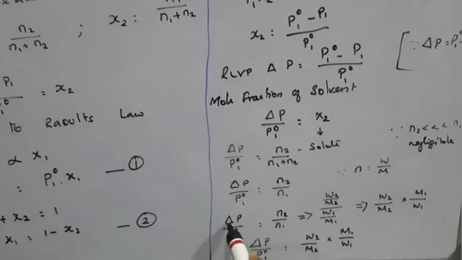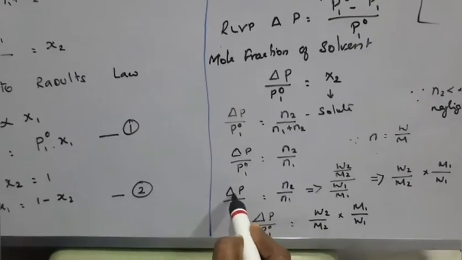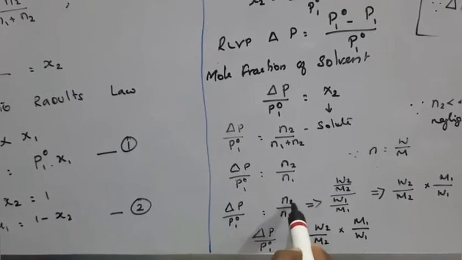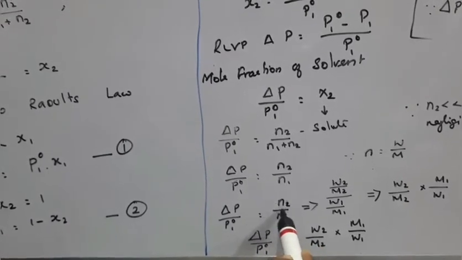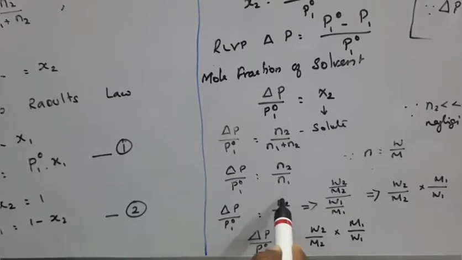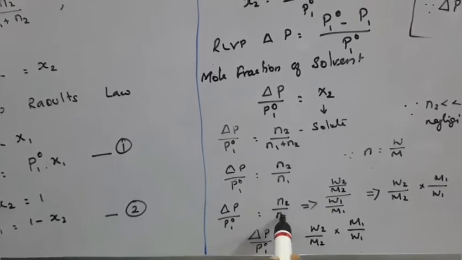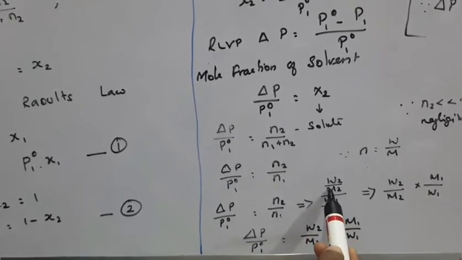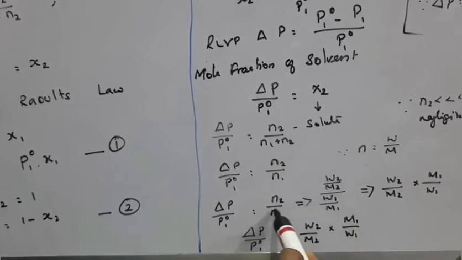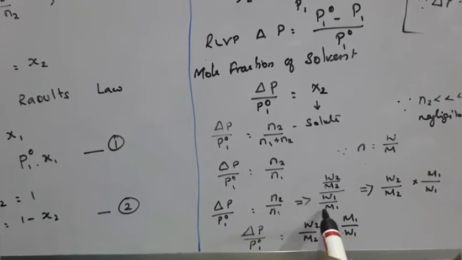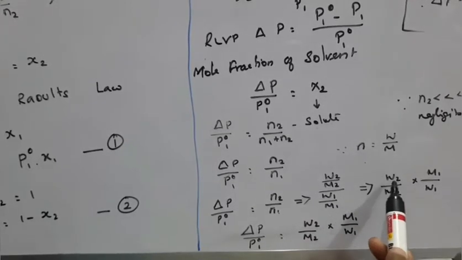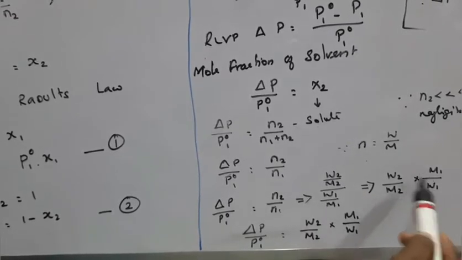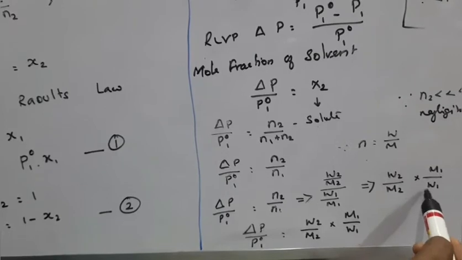Okay, so the lowering of vapor pressure, that is the change in vapor pressure by P01, equals N2 by N1. Here N2 is the number of moles of solute and N1 is the number of moles of solvent. So weight of solute by molar mass of solute, divided by weight of solvent by molar mass of solvent, we can get W2 by M2 into, interchanging this term, M1 by W1.